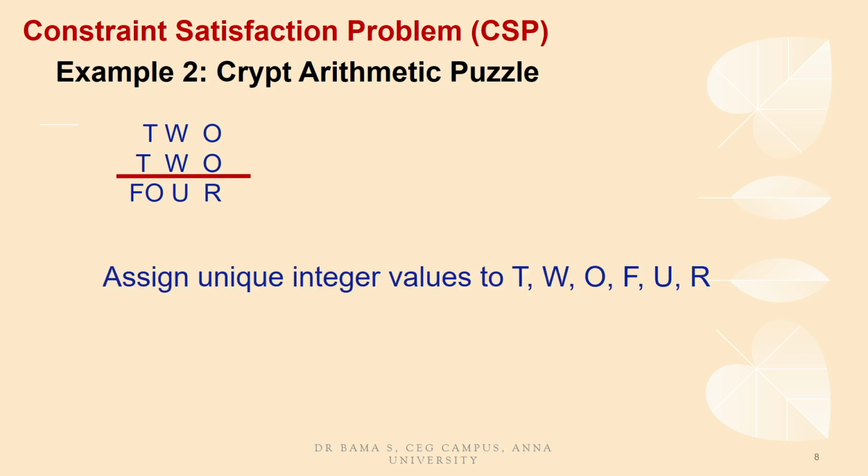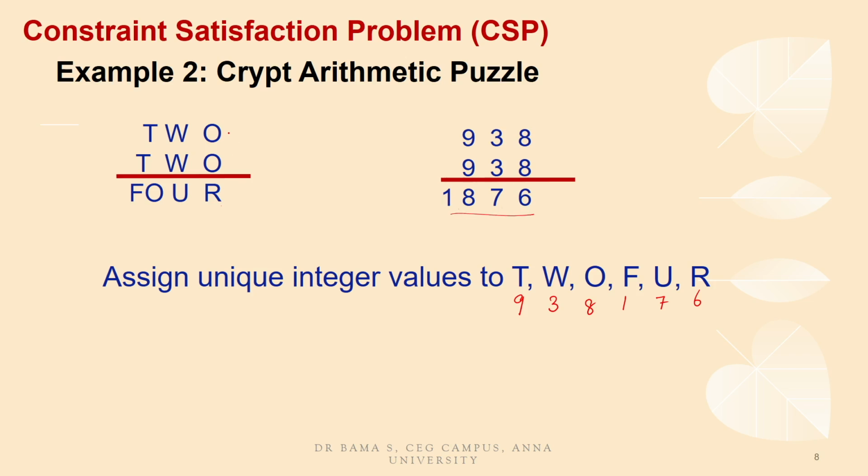So, assign unique integer values to each of the characters. One of the answers is like this. T corresponds to 9 and W corresponds to 3, O can be assigned 8, F 1, O is again 8, U is 7, R is 6, meaning when you add 8 plus 8, 16, 3 plus 3 plus 1, 7, 9 plus 9, 18, you get this.